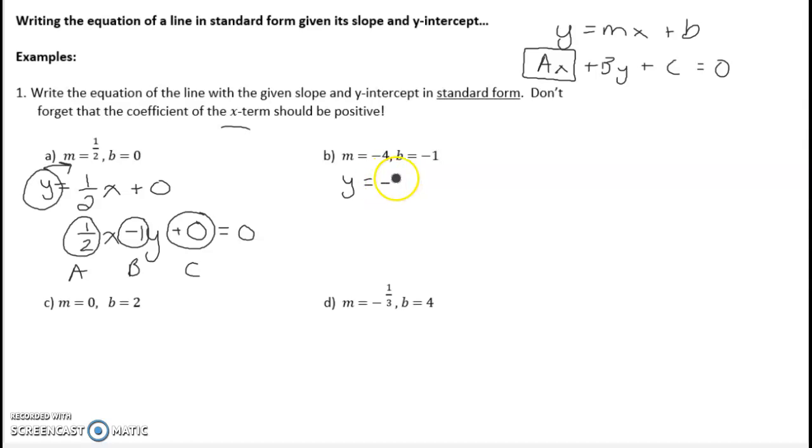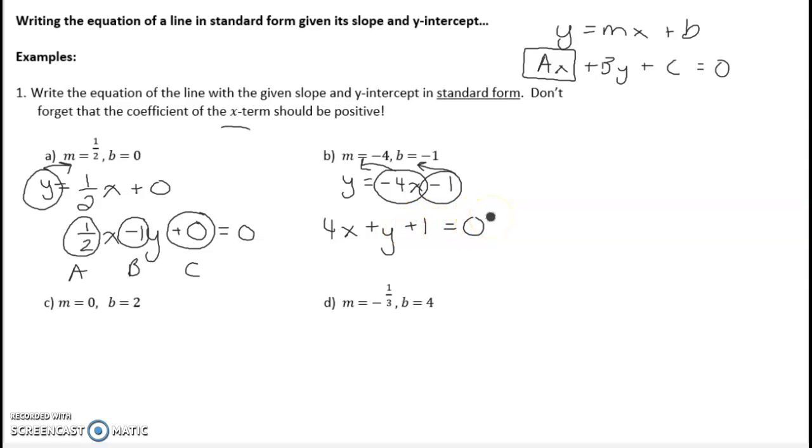Okay. Next one, y equals mx plus b. So my m is negative 4, so it's a negative 4x minus 1, because that's what my b is. I'm just putting it in the form y equals mx plus b. So in this case, my 4 is negative, so I'm going to bring it over to this side of the equal sign. Okay, so it's going to be a positive 4x. And then this y stays on the same side, so it's positive y.